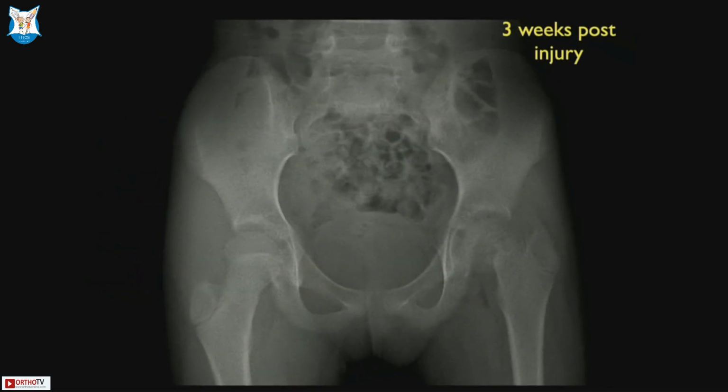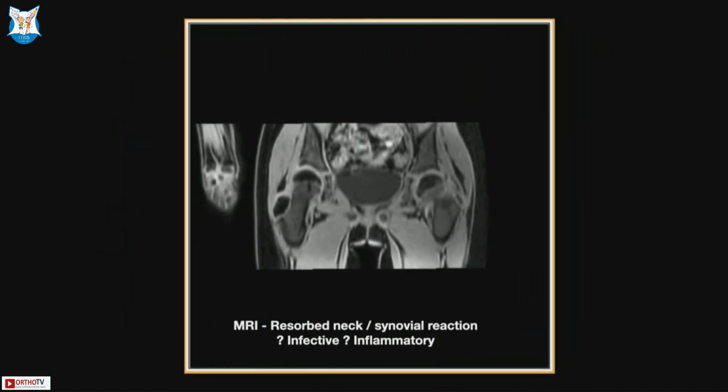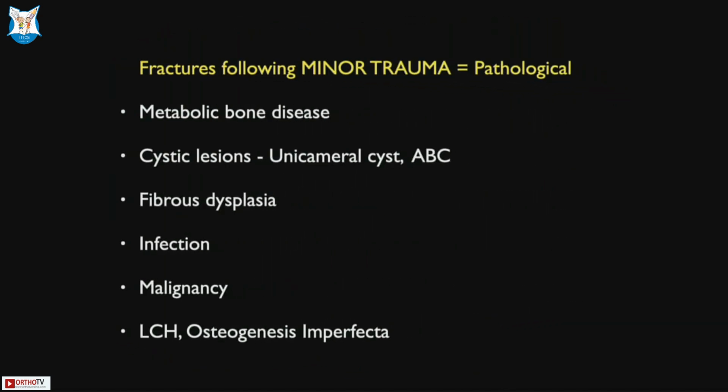This was again treated as a traumatic fracture neck of femur, conservatively managed. 3 weeks down the line, this is the situation: total resorption of the neck in 3 weeks. That doesn't happen in a trauma situation. So always think pathological fracture in any of these situations. Low energy trauma is pathological unless proven otherwise. Whether it's a metabolic disease, a systemic disease, or a local lesion depends on what you find.